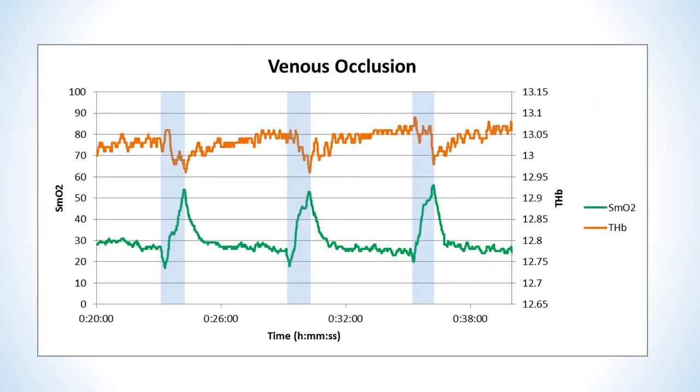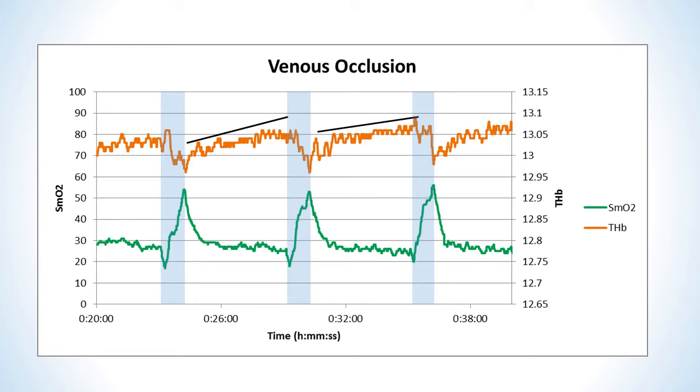This graph shows the SMO2 and THB response on a cyclist's vastus lateralis while alternating between a load for 5 minutes on with 1 minute of rest. The shaded areas indicate the rest, with time on the horizontal axis, and the vertical axis showing SMO2 on the left and THB on the right.